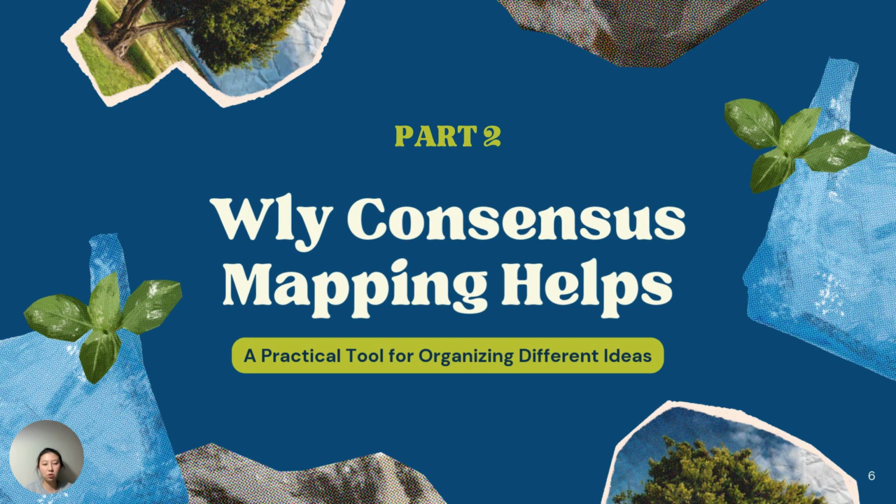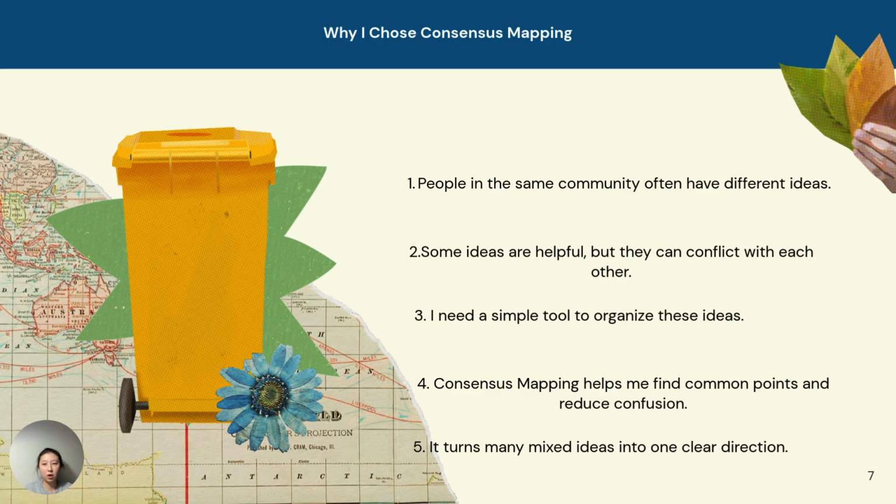Part 2, Why Consensus Mapping Helps. I chose consensus mapping because people have very different ideas about how to reduce plastic waste. Some people think recycling is enough. Some think we should stop using plastic bags. Others focus on education. When opinions are different, it is easy to argue and difficult to take action. Consensus mapping helps me avoid this problem. It gives me a tool to collect ideas and find the points where most people agree.